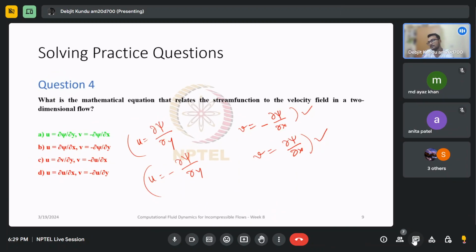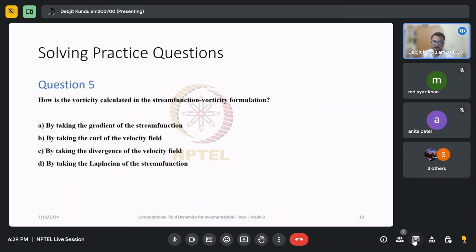We will move on to question number 5 now. So this is now coming to the way in which the stream function vorticity formulation is executed. While executing it, how is the vorticity calculated? Is it done by taking the gradient of the stream function? Is it done by taking the curl of the velocity? Is it done by taking the divergence of the velocity? Or is it calculated by taking the Laplacian of the stream function?